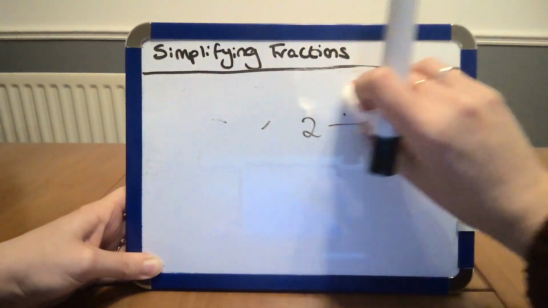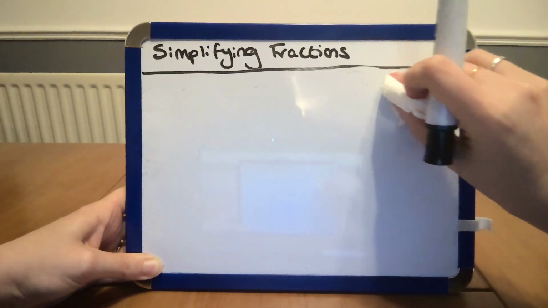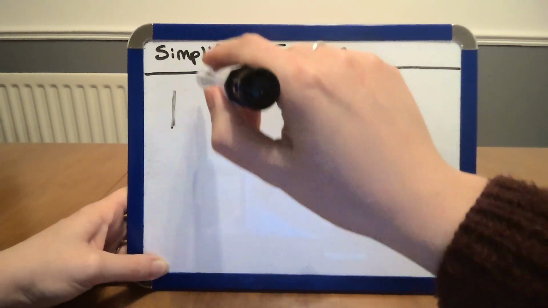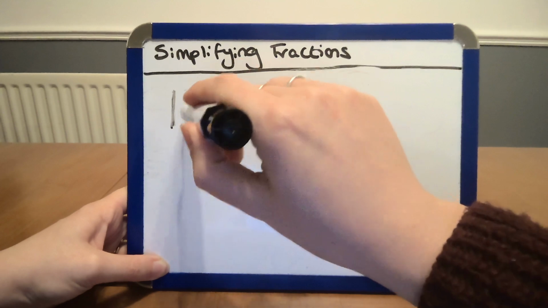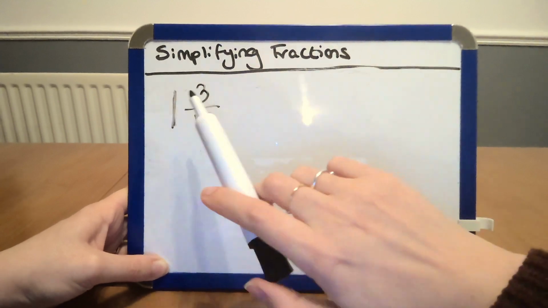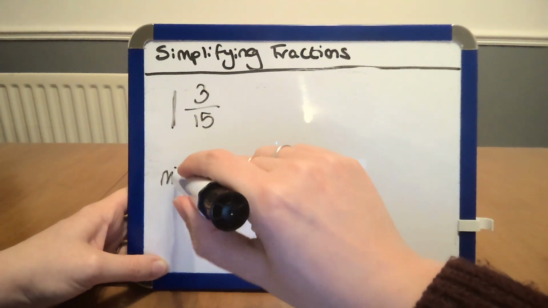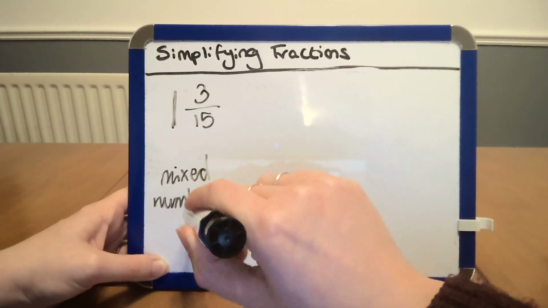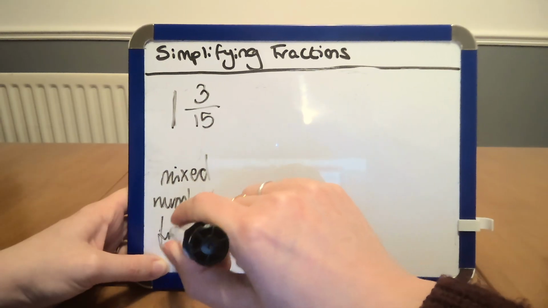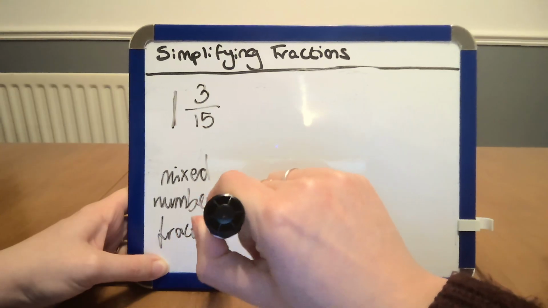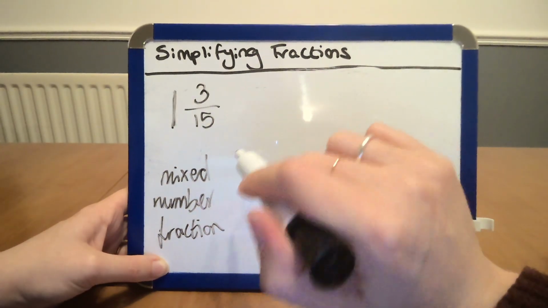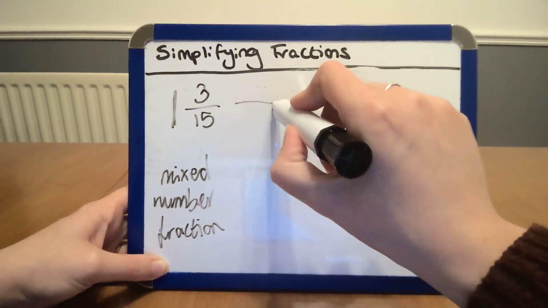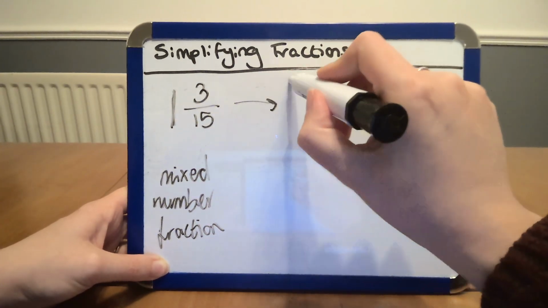And finally, if you are asked to simplify a mixed number fraction, such as 1 3/15, this is a mixed number fraction because it has a whole number and a fraction. First thing you'll need to do to this is to make it into an improper fraction. So I am converting it into an improper fraction.